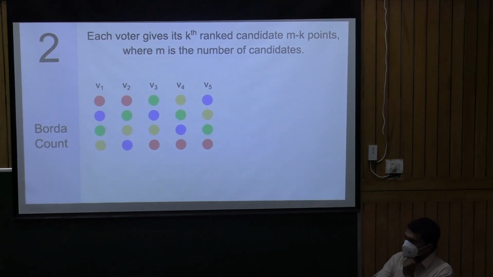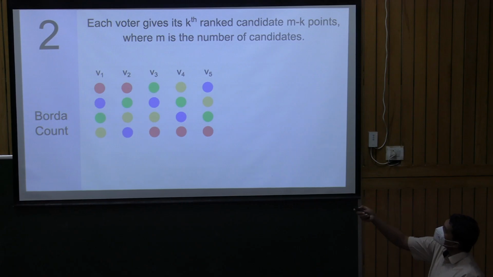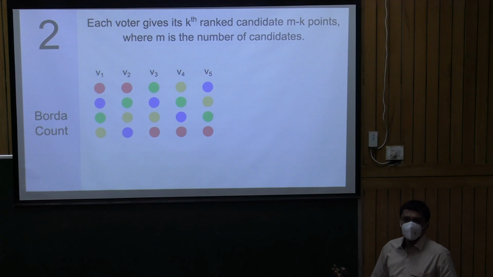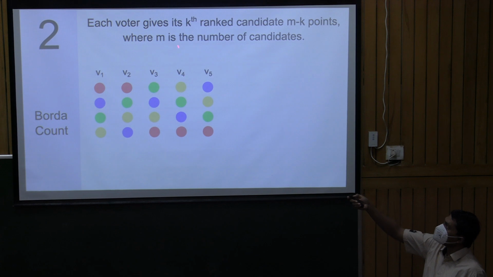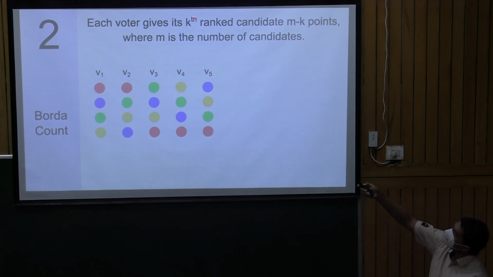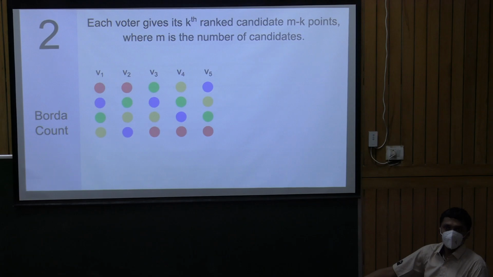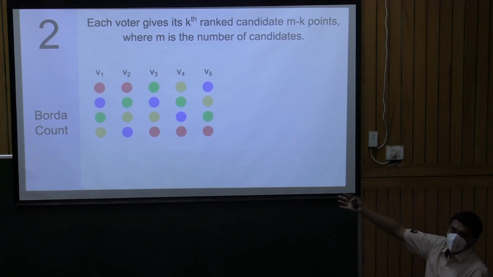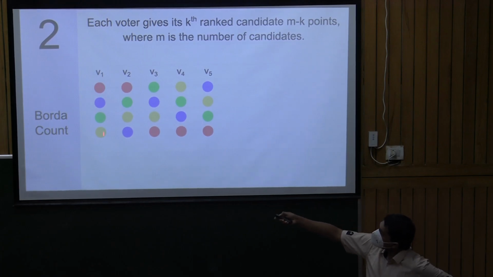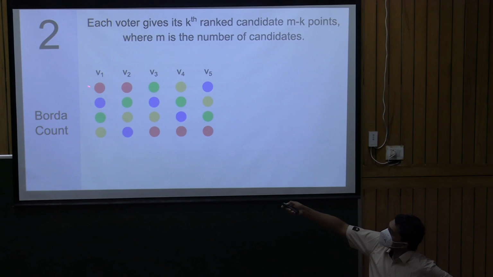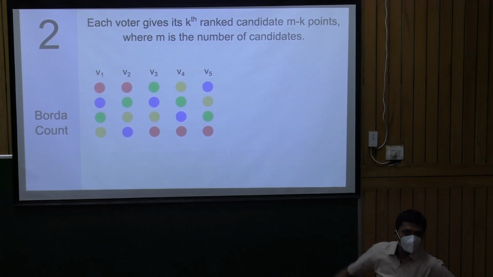Here's how that voting rule works, exactly as Chirag was pointing out. Every voter gives its kth ranked candidate some number of points. Suppose the total number of candidates is some m. Then the first place candidate gets m minus 1 points, the second place candidate gets m minus 2 points, and so on. The last place candidate gets 0. For example, here we have m equals 4, so the top candidate gets 3, then 2, then 1, and then 0.